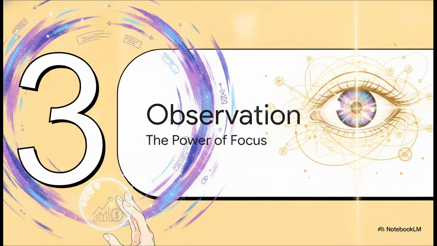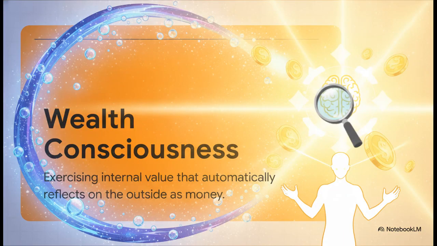Which brings us to section 3. Observation creates your reality, the power of focus. In quantum physics, a particle exists as a wave of probability until someone observes it. The actual act of observation quite literally collapses that probability into a definite physical thing at a specific point in space and time. And this is exactly where wealth consciousness comes into play. Your internal state of being, your consciousness, acts as the observer. When you exercise an internal value of abundance, you are quite literally collapsing the probability of wealth into your physical reality.